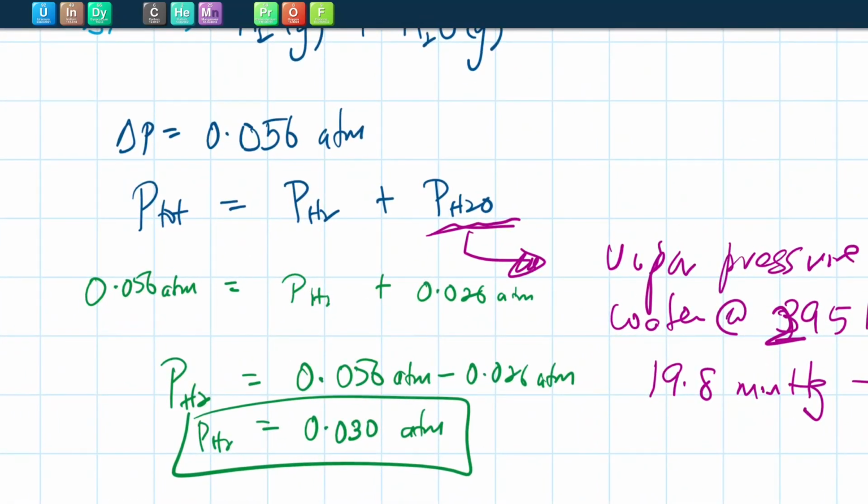When you're figuring out the partial pressure of hydrogen, you have to make sure that you subtract out the partial pressure of water.